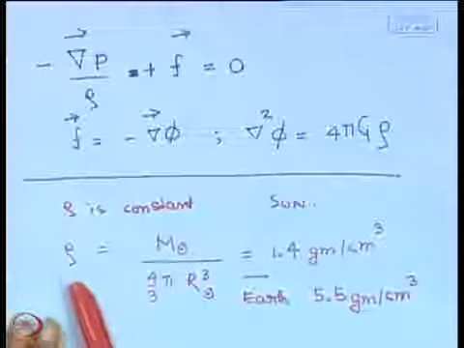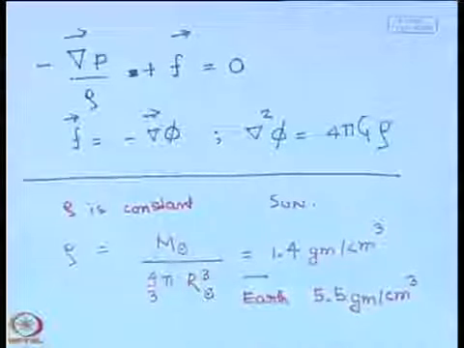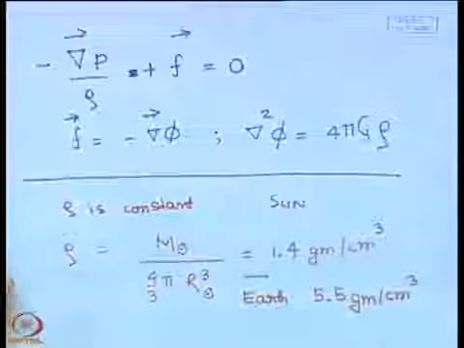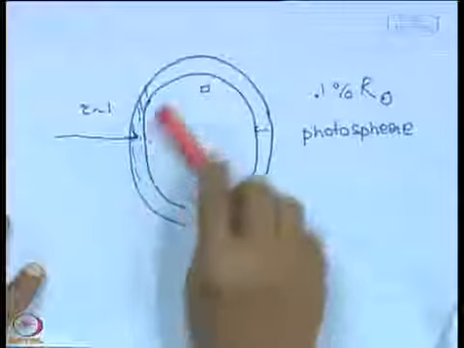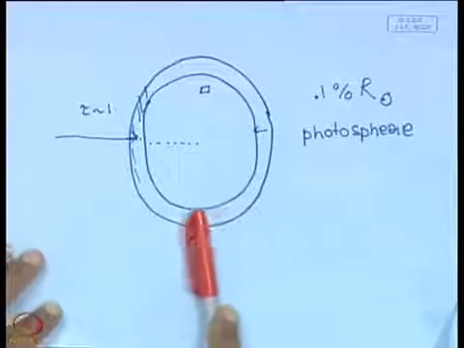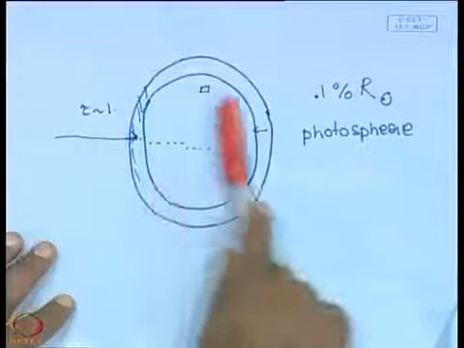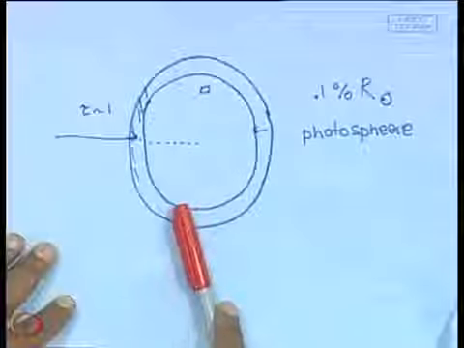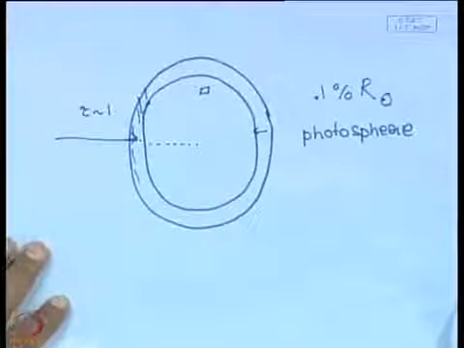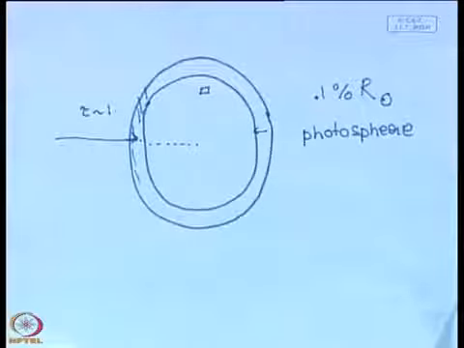So, the mean density of the sun is comparable to that of water, and you might naively think that this is some kind of a liquid, but it is not so. This is mainly made up of hydrogen, and the temperature and the density inside are sufficient to ionize the hydrogen. So, this is essentially a plasma where you have the protons and the electrons free inside this.